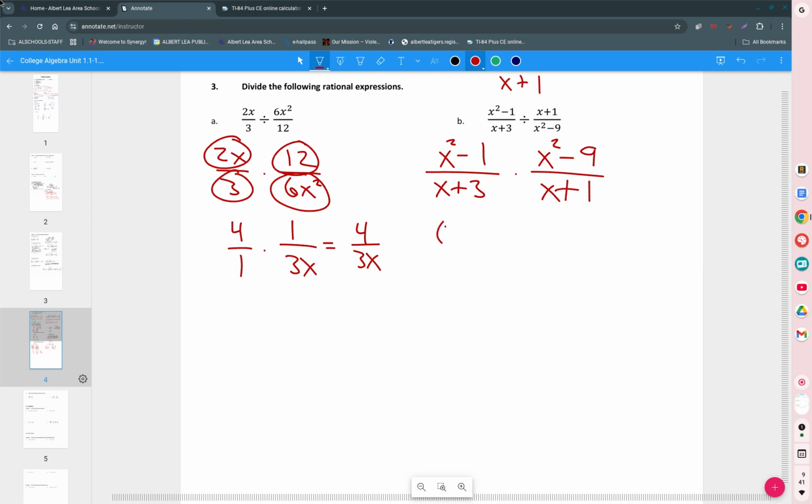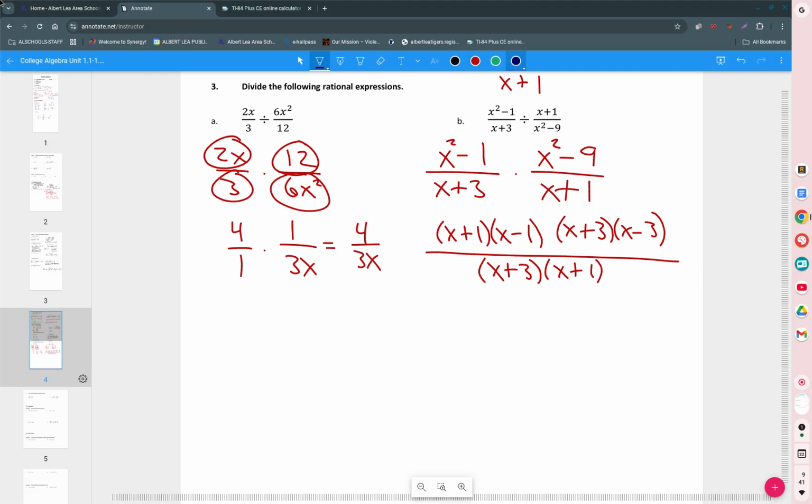I go ahead and factor. And on the bottom, x plus 3, x plus 1. And we notice in this situation that x plus 1 reduces, x plus 3 reduces. And so you're left with x minus 1, x minus 3. And there's my factoring.